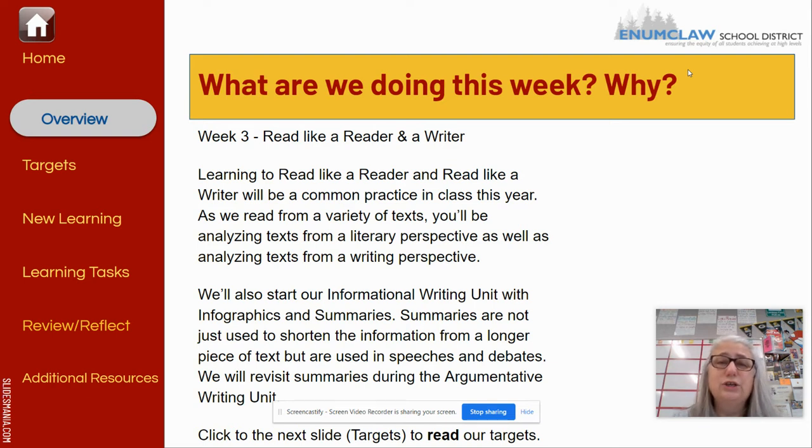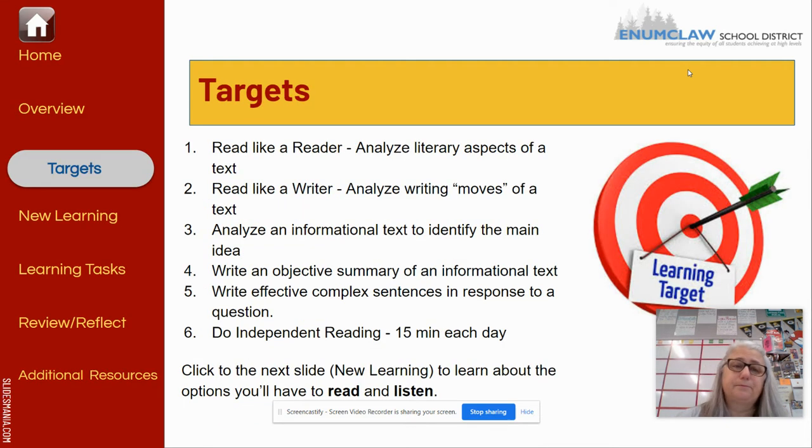Summaries aren't just used in a classroom setting where somebody's going to say, summarize what you read, but we're going to use them in the argumentative unit as well. Specifically when we do debates, you want to summarize your topic before you get into the pros and cons, or which side you're going to be debating. So summaries, especially, are going to be something that we're going to use in other types of writing.